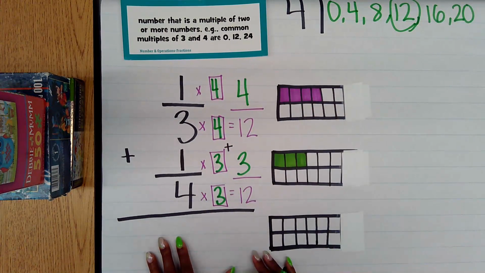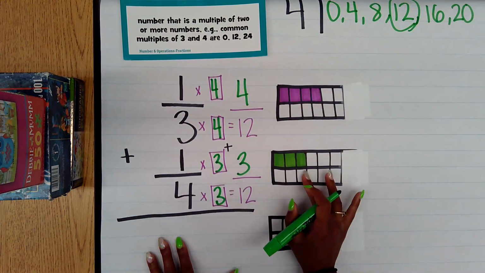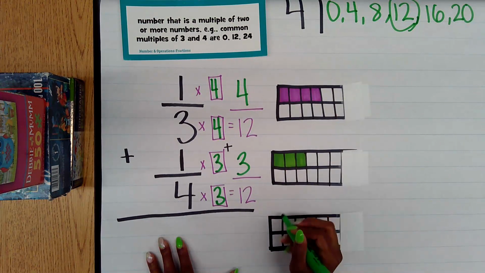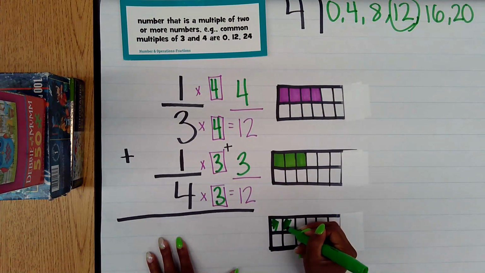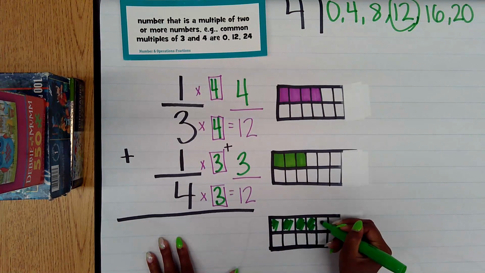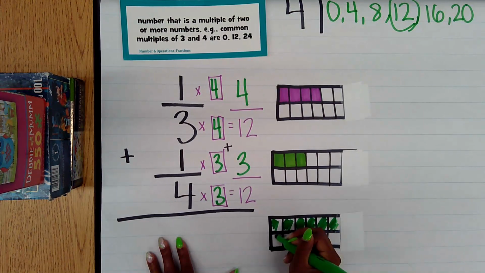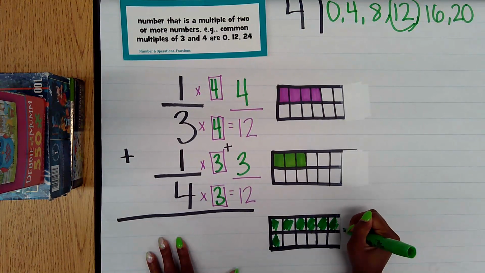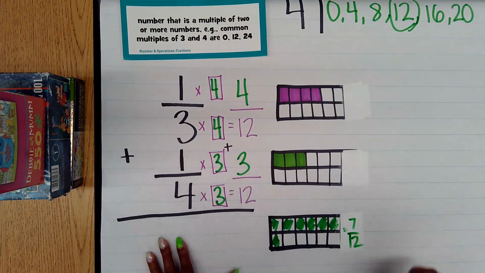So one way you could solve it, you could count up your parts, and I can shade them in my final model. So I have 4, 5, 6, 7. So this would give me a final answer, 7 twelfths.